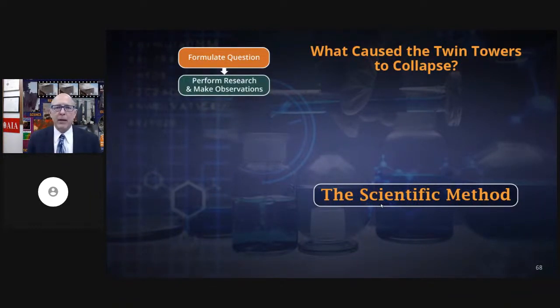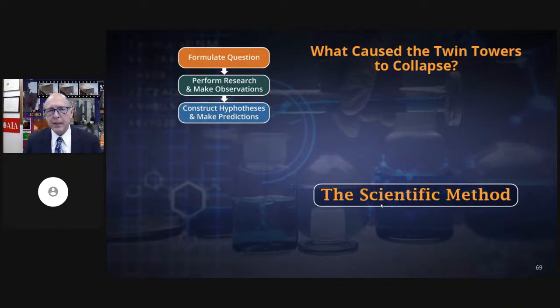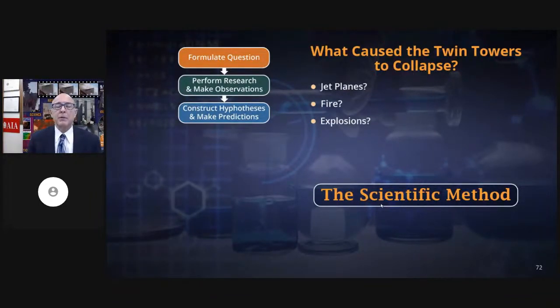Well, we do background research. We make observations. We construct a hypothesis. That's our best guess as to how these towers came down. Maybe the jet planes did most of the damage. Maybe it was the ensuing fires, or maybe it was the ensuing explosions, for which we'll be looking at a lot of evidence, as well as evidence for the controlled demolition hypothesis.